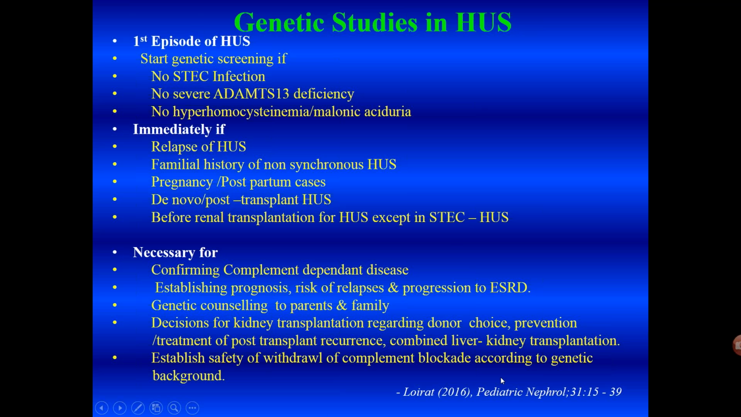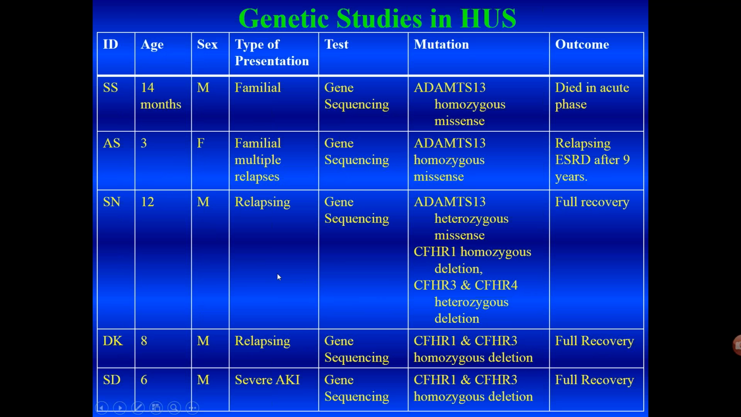Well, the International Society of Pediatric Nephrology guidelines say the first episode of HUS, if there is no evidence of enteropathogenic infection, there is no severe ADAMTS13 deficiency, if there is a relapse, if there is a family history, in pregnancy and postpartum cases, in de novo or post-transplant cases, and before renal transplantation, because if we miss a genetic susceptibility here, we can expect that there would be a recurrence of the disease in the allograft kidney.